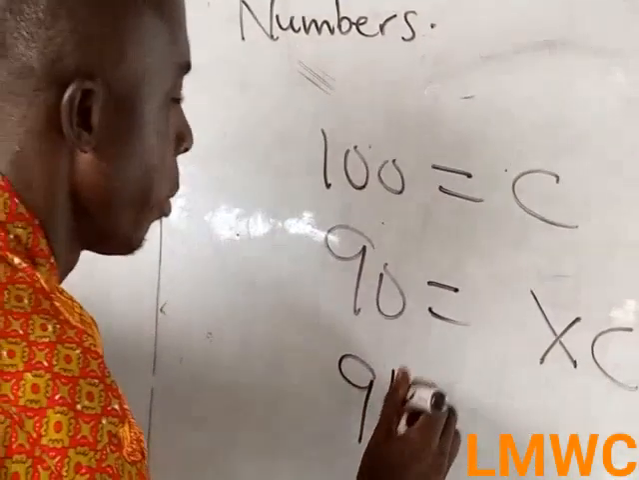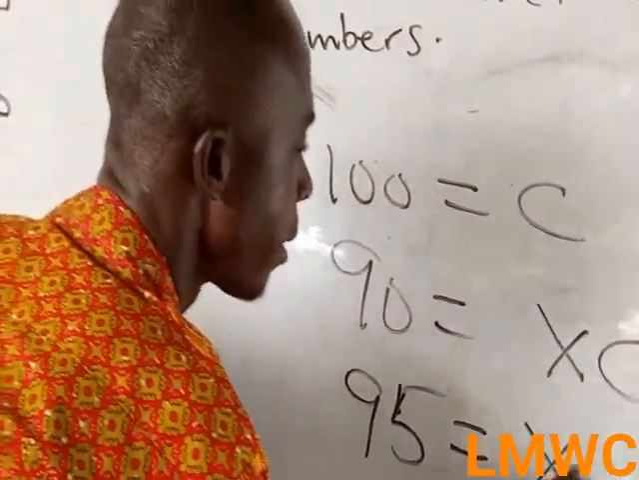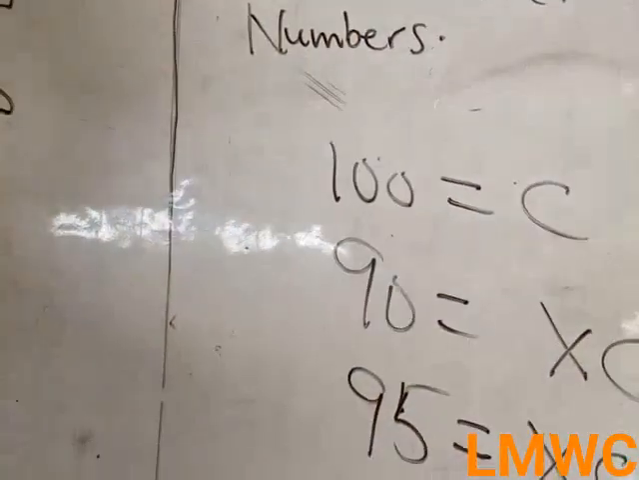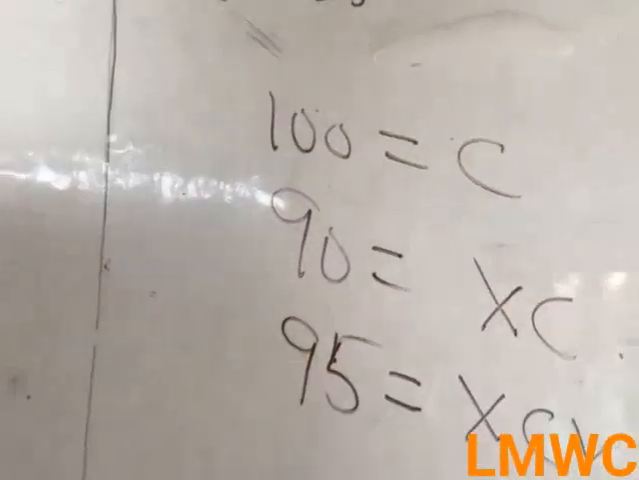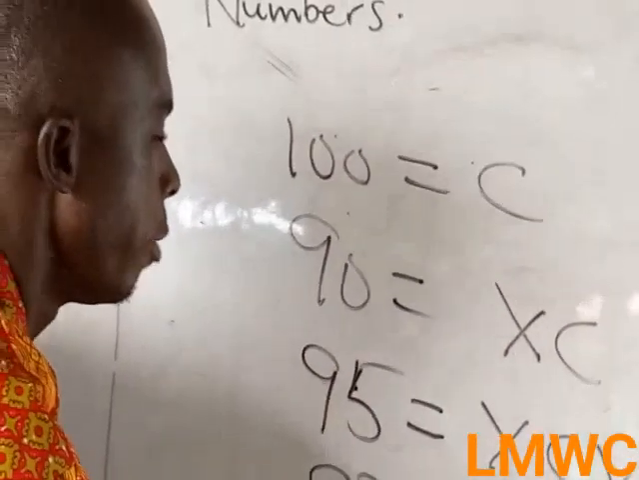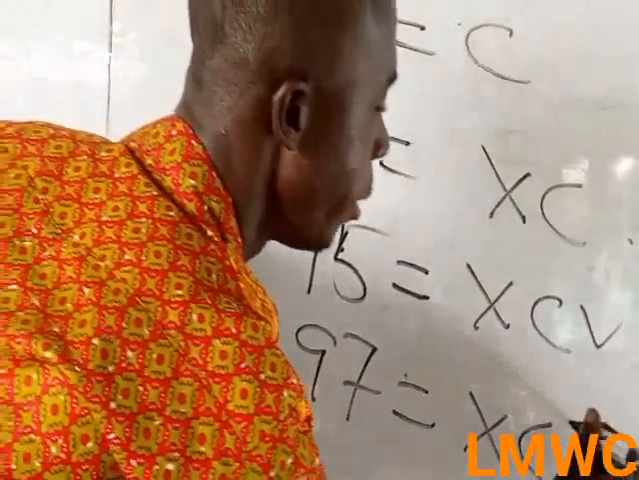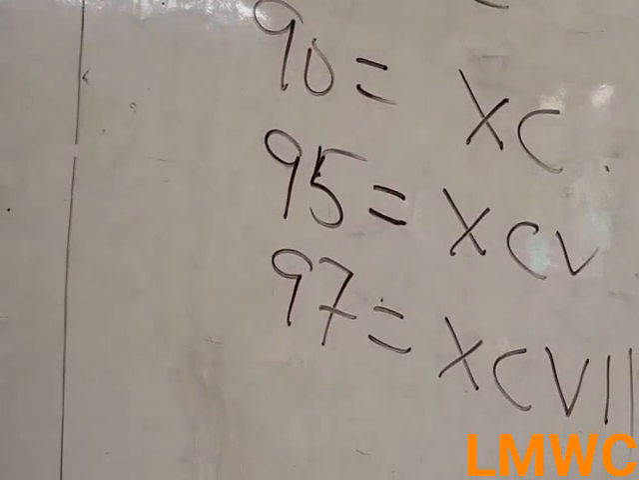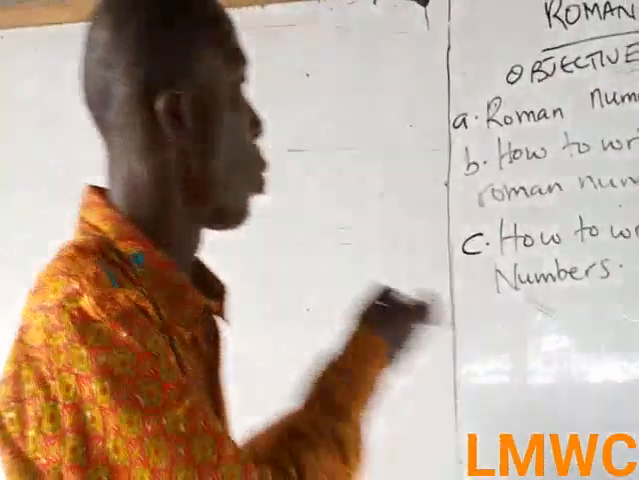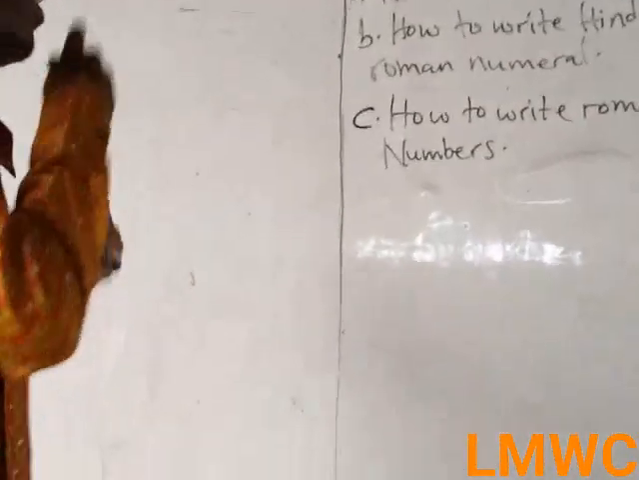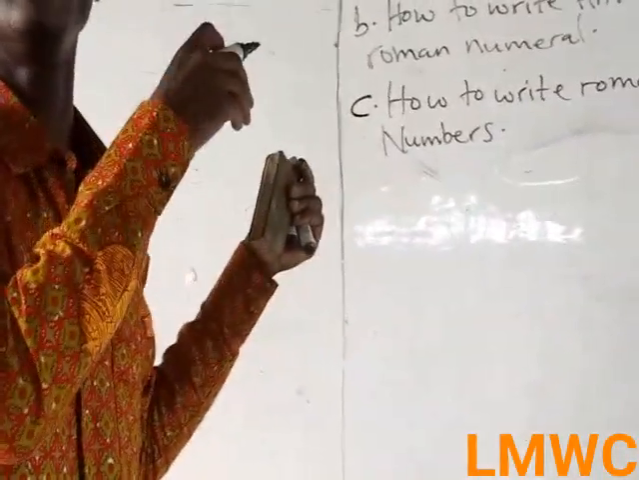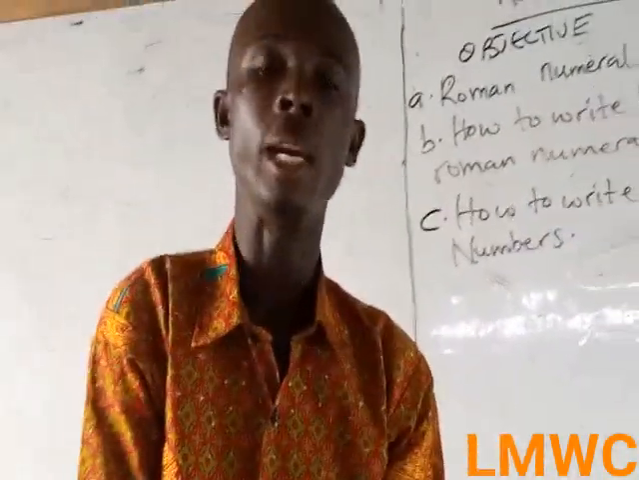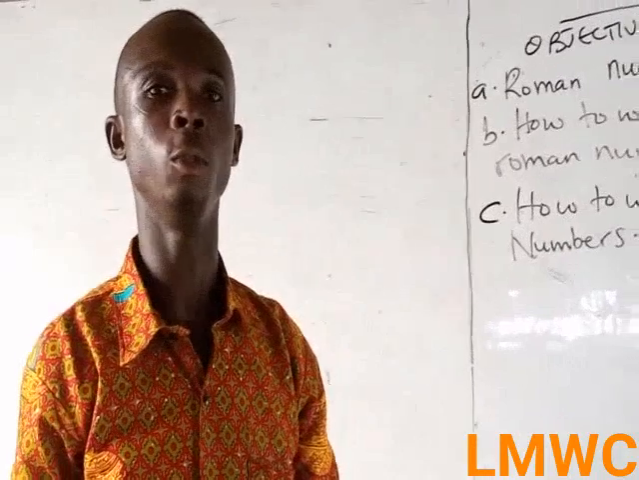95 becomes XCV because the value for 5 is V. 97 becomes XCVII. This is 97. Even though I didn't show you how to write all the Hindu Arabic numbers in Roman numerals, I have given you a chart that will guide you.